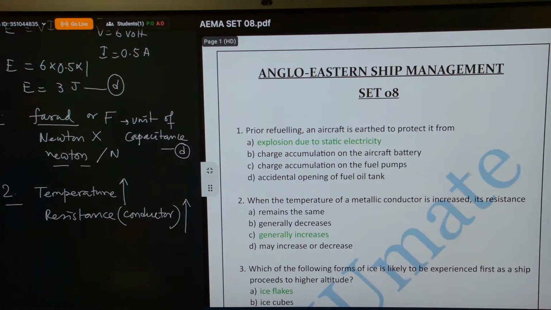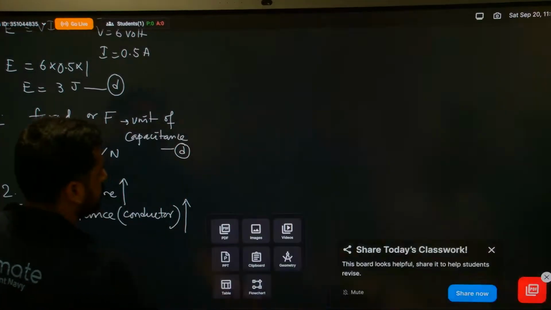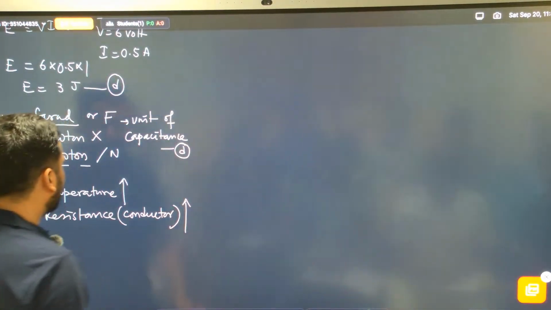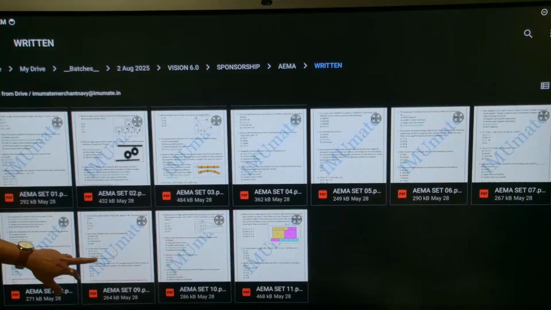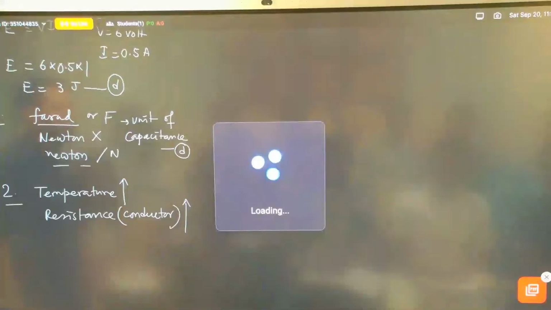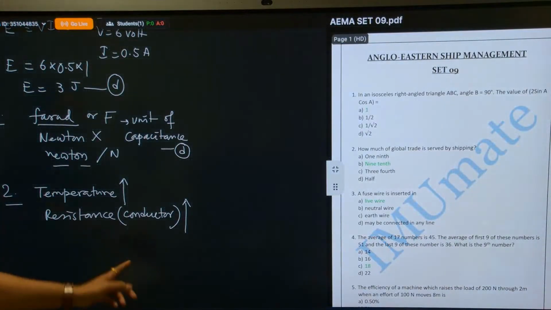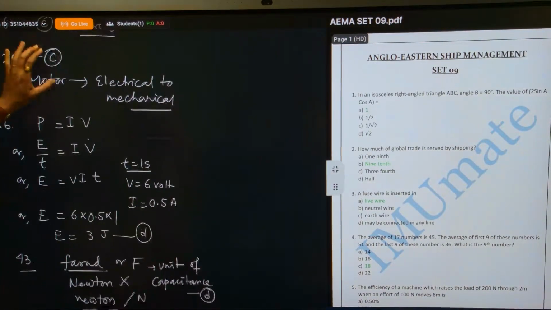Okay. Now we will get to the next PDF. Up to which question did we do? I think 8 was already done. 9 we will do. 9 is done. 8 is already completed.